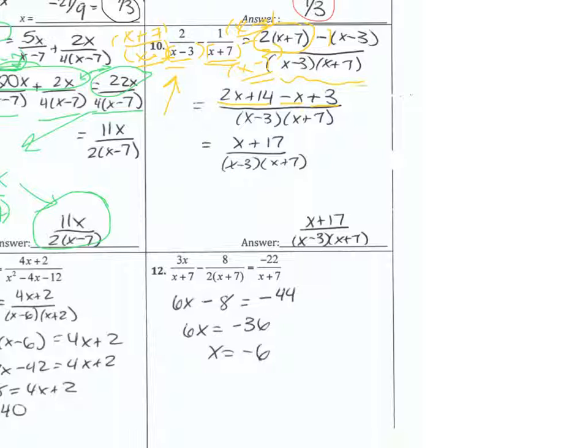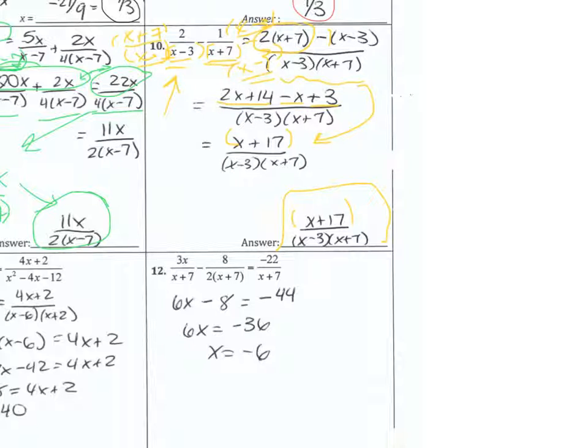On top, we need to combine like terms. So 2x minus x gets us x. 14 plus 3 gets us 17. Now put parentheses on the top because nothing factors out. There's nothing that cancels on top and bottom, so we're left with quantity x plus 17 over x minus 3, x plus 7.